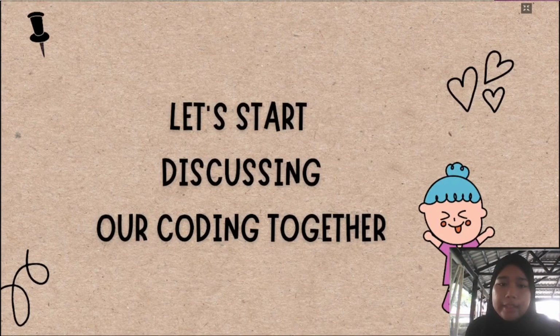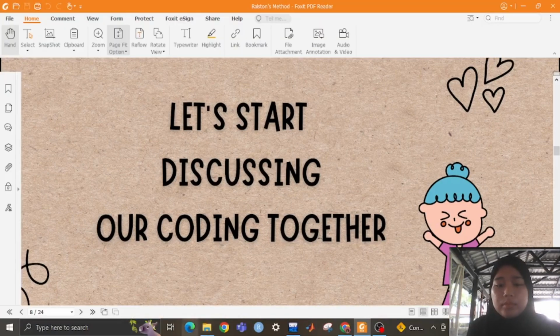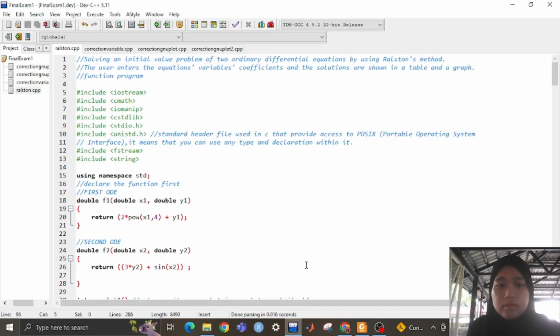Okay, so let's move on to our coding in C++. This is my code. This is the question: we need to solve an initial value problem of two ordinary differential equations by using Ralston method, and we need to allow the user to enter the equations, variables, coefficients, and the solutions are shown in a table and a graph. We need to use the function program.